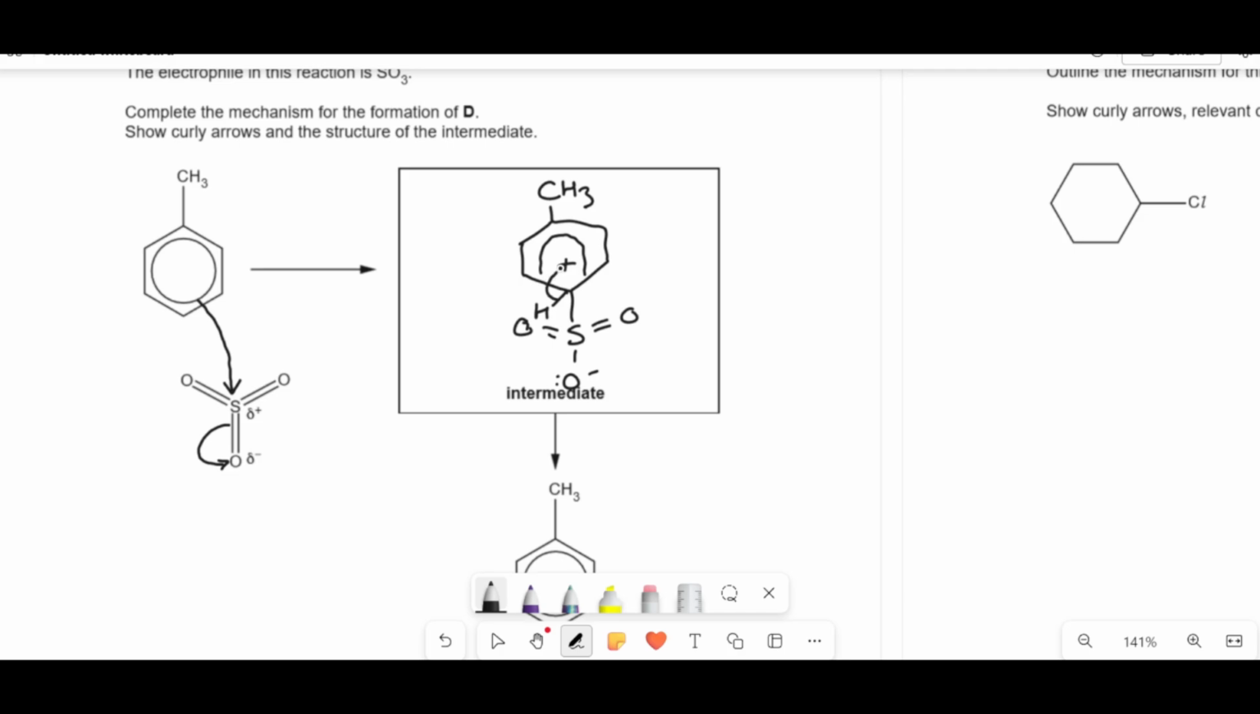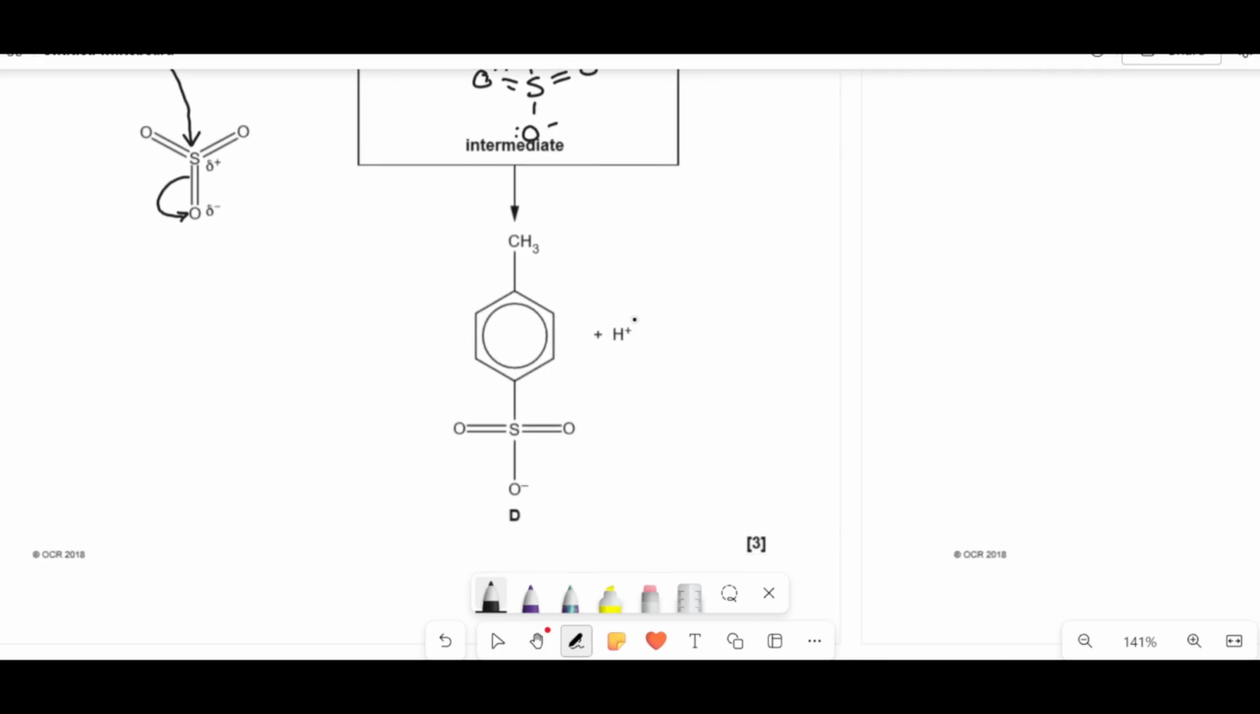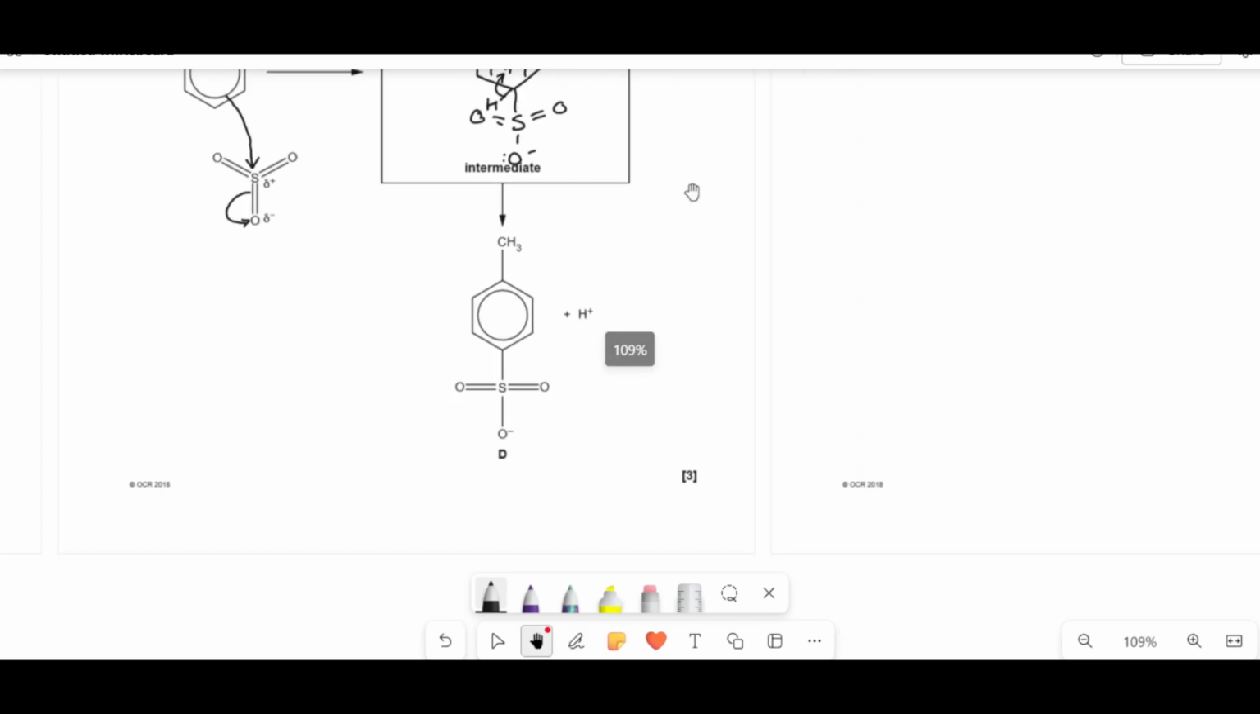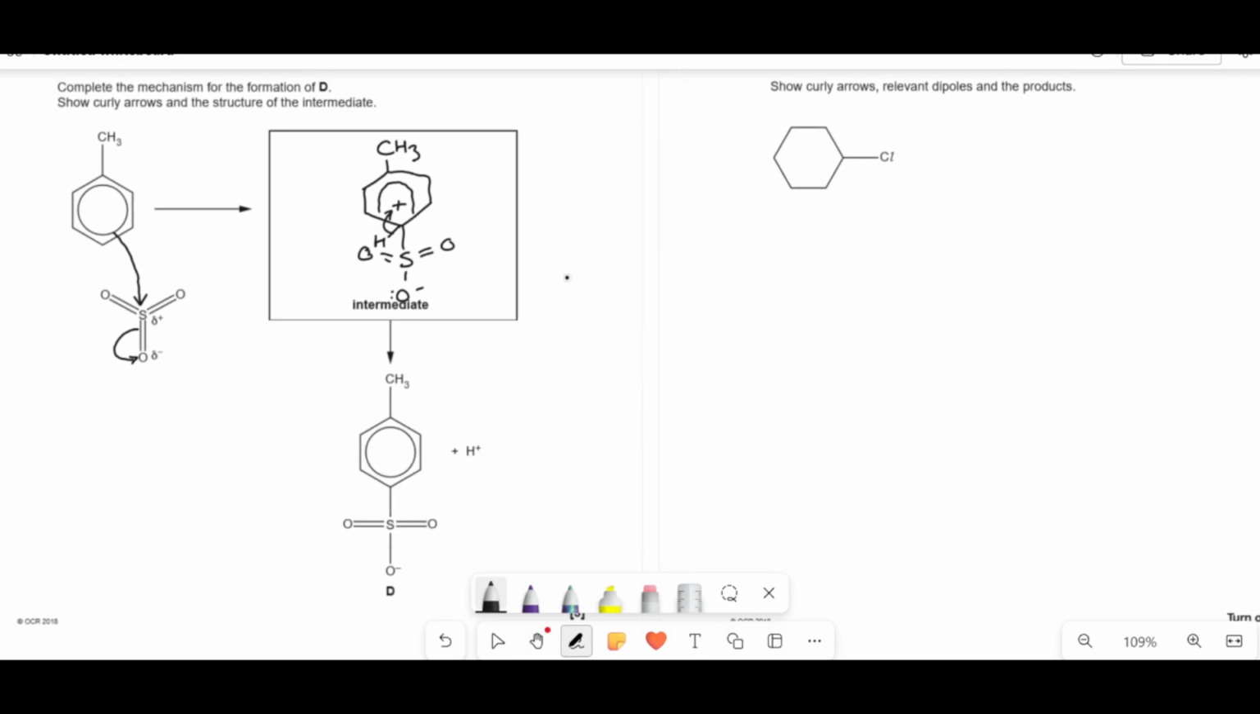We want to fix this part. So what we do is we move the electrons like this here. And that's how you get that H plus there as well. And that's how you get that ring rebuilt. There you go. So comparing it side by side helps a lot because they love giving mechanisms that are unfamiliar.